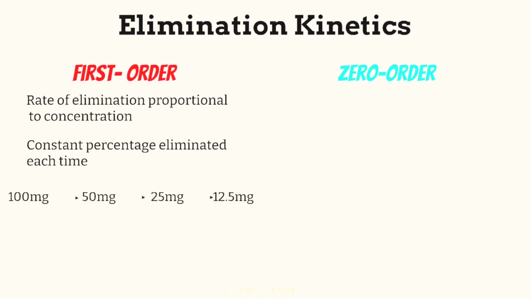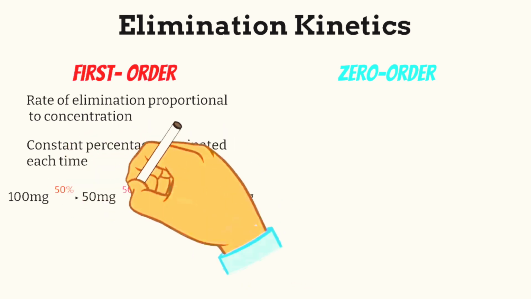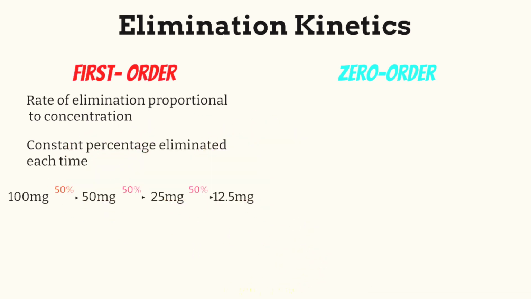Example, if you start with 100 milligrams of this drug, now let's say each hour, 50% will be eliminated, and this will not change. So this will remain constant every single hour. But if you look at the milligrams, you will notice that that changes every time. So as the amount of drug reduces, the amount of milligrams cleared also reduces.